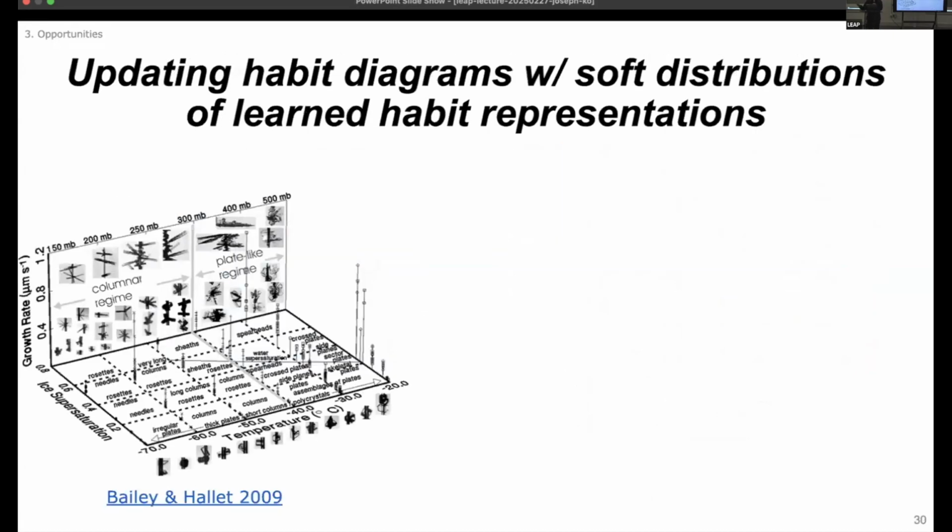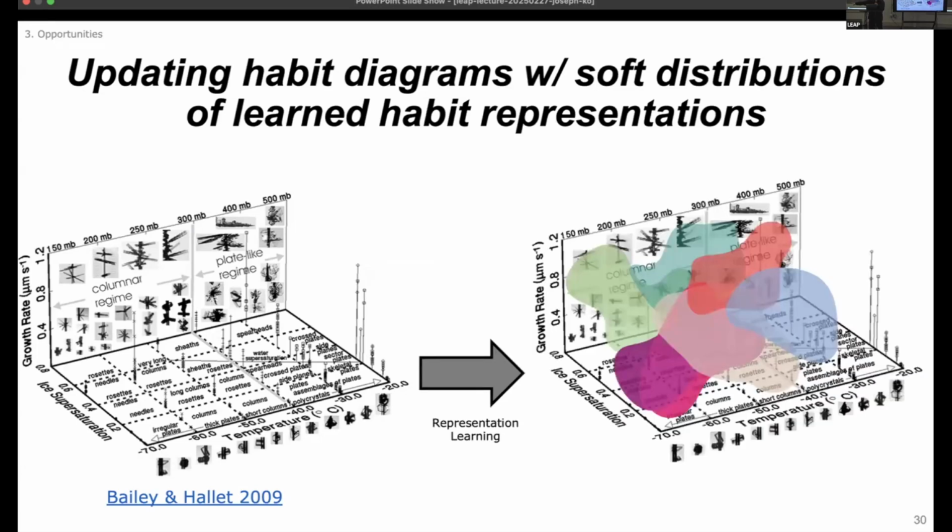The end goal is that we want to update existing habit diagrams with soft distributions of learned habit representations. What I mean by that: this is a canonical habit diagram from Bailey and Hallett 2009, where they show discretized regions in the space of humidity and temperature where these different shape categories exist, but they're hard categorized. So we're thinking we can use these high-dimensional latent embeddings and learn soft distributions to replace this kind of traditional habit diagram. This is something we're actively thinking about.